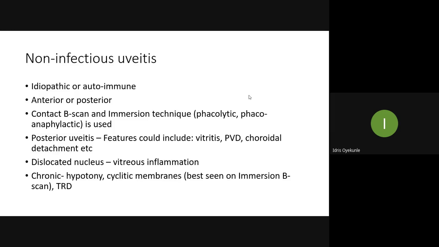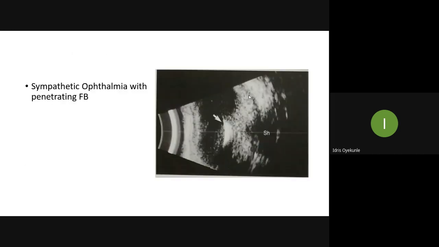Also, when there's a dislocated nucleus or trapped nucleus with vitreous inflammation occurring together with it, these are indications for B-scan. Here is a patient with sympathetic ophthalmitis with a penetrating foreign body. This very bright hyperechoic material here is an intraocular foreign body causing sympathetic ophthalmitis following trauma.